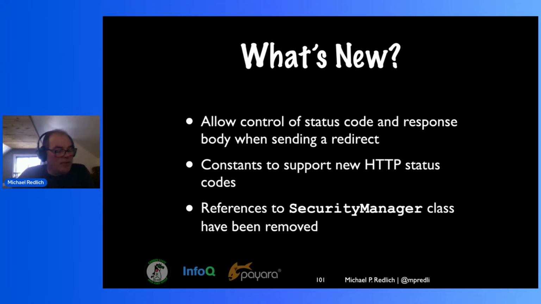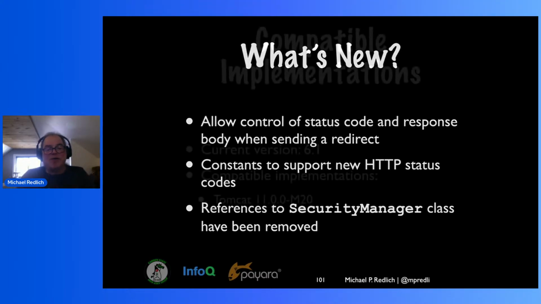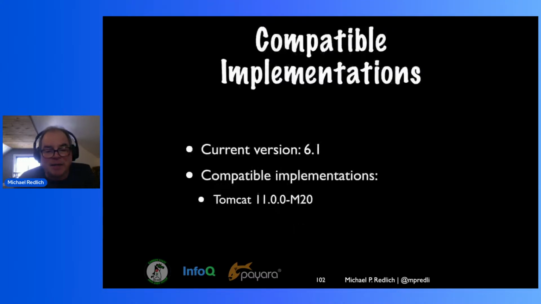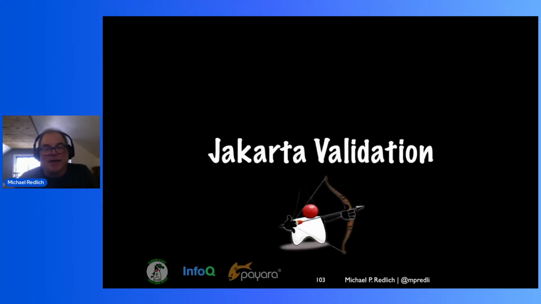Okay, yes. Status code 301 is moved permanently. 302 is found. 303 is see other. I think these have already been existing, but now that Servlet supports them, right? And of course, security manager 6.1 is the latest, and Tomcat 11 milestone 20 is the compatible implementation. We're getting near the end here, folks.